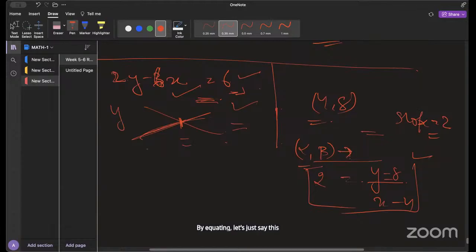Let's just say y is equals to, find y in terms of x, and then y in terms of x, and then equate these two y's. Is that okay? Or should I do it? Yes, ma'am. Can you do it now?